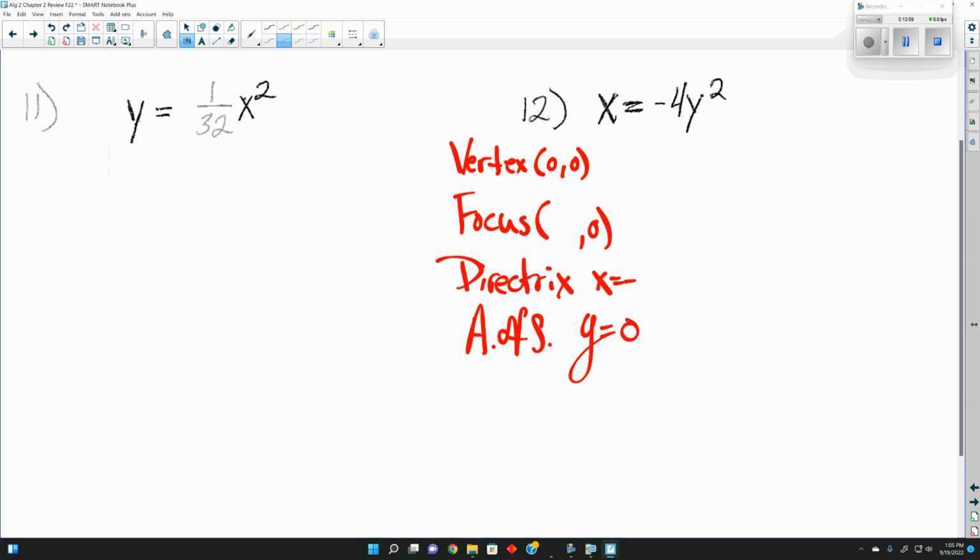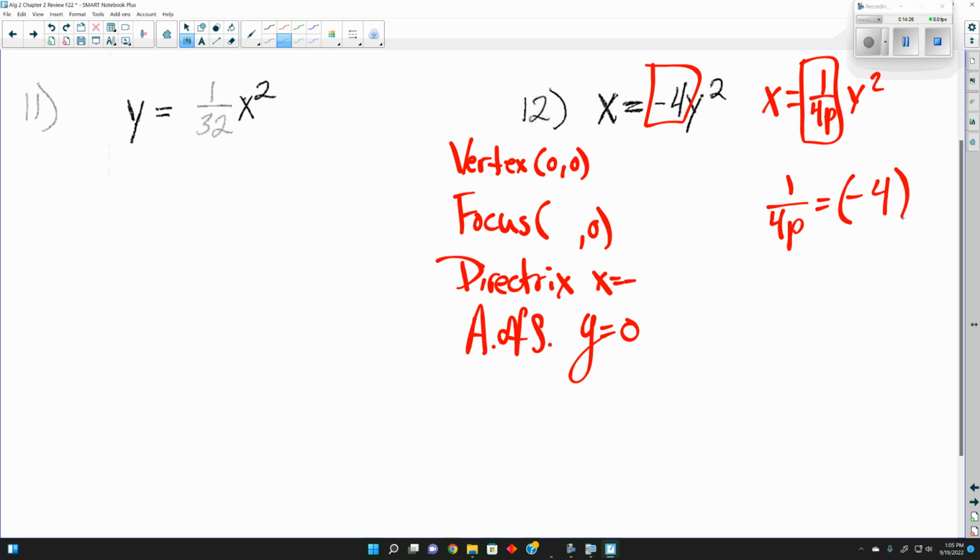Pretty much all of them, yeah. It's given to you. The only thing we need to find is p. Well, the general form is x is equal to 1 over 4p times y squared. And 1 over 4p is matching up to the negative 4. So we can set it equal to it. So 1 over 4p is equal to negative 4. What do we do first? We're going to multiply both sides by 4p.